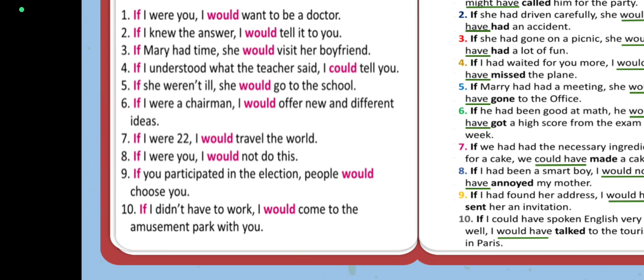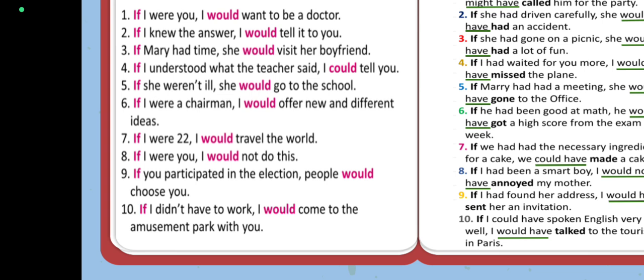If I were a chairman, I would offer new and different ideas. If I were 22, I would travel the world. If I were you, I would not do this. If you participate in the election, people would choose you. If I didn't have to work, I would come to the, I don't know how to say that word, amusement park with you. You got it.